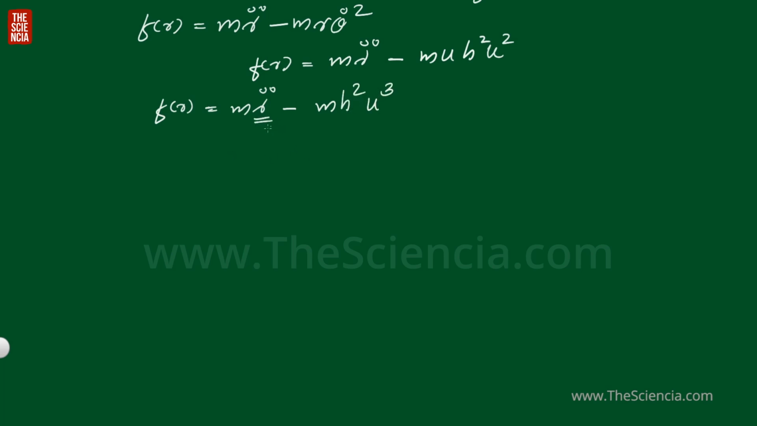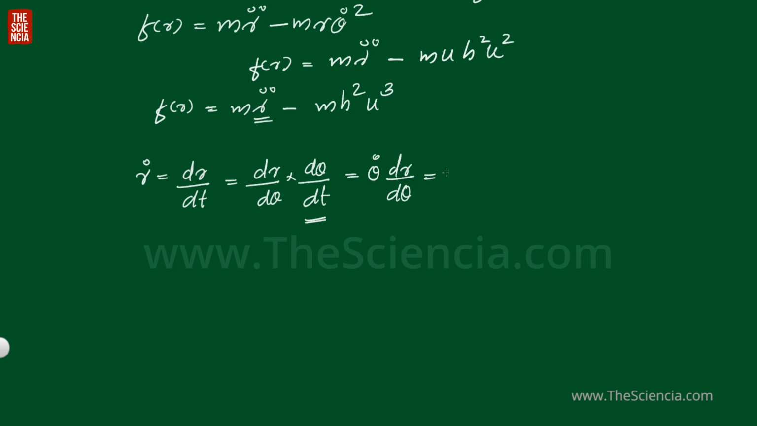Now I want to find out the value of r double dot. We know r dot is equal to dr by dt, and I can rewrite this equation as dr by d theta into d theta by dt. So here d theta and d theta will cancel and we get dr by dt itself, right? And we know d theta by dt is nothing but theta dot. So I can rewrite this as theta dot into dr by d theta, where we already found the value of theta dot, that is h u square dr by d theta. Now we have to find out the value of this dr by d theta.